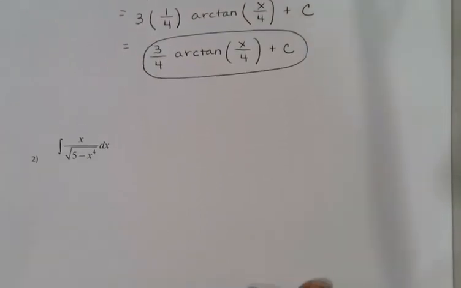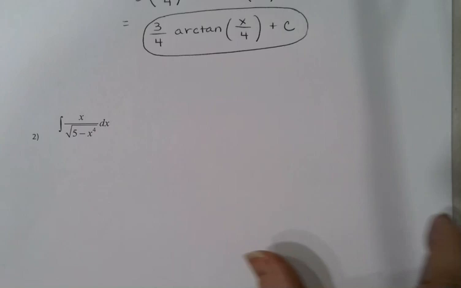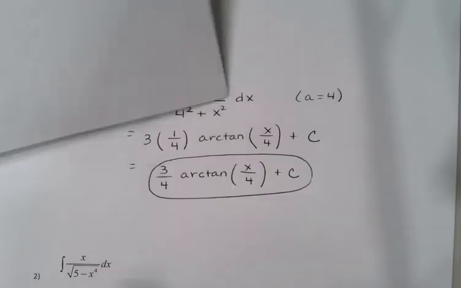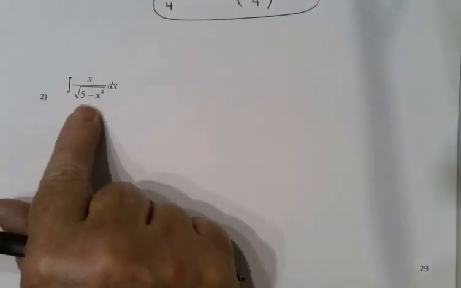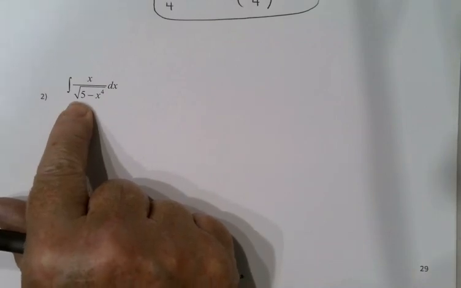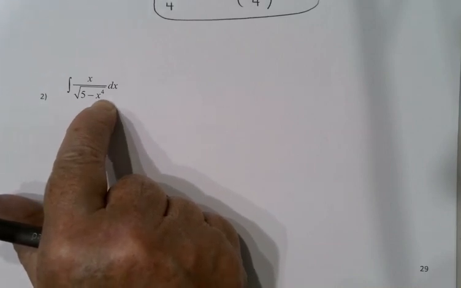Let's look at number 2. This one we have a little bit more work to do. I am going to go ahead and compare this. I'm going to use my list here just so that I don't have to keep on going back and forth, pushing my paper up and down. Here I do have the radical in the denominator, and under the radical I have a constant minus a perfect square, right? It's x squared squared.